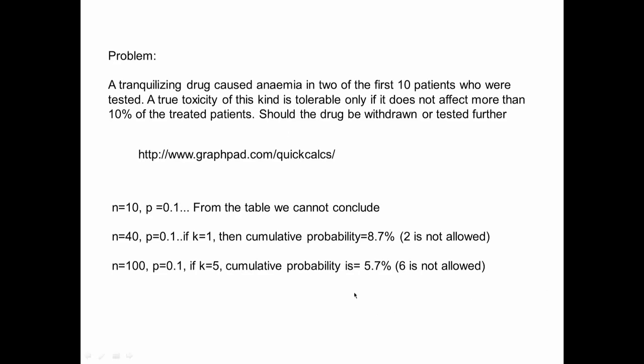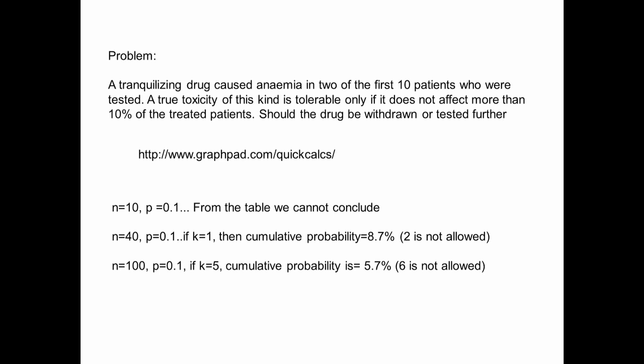Okay, let's look at another problem. A tranquilizing drug caused anemia in 2 of the first 10 patients who were tested. So I took 10 patients and then I gave the drug. The first 2 patients had some toxicity problem. But then a true toxicity of this kind is tolerable only if it does not affect more than 10% of the treated patients. But here the first 2 patients themselves had the problem. So should the drug be withdrawn or tested further?